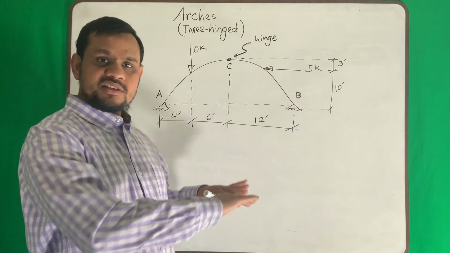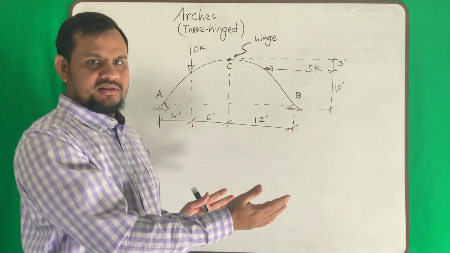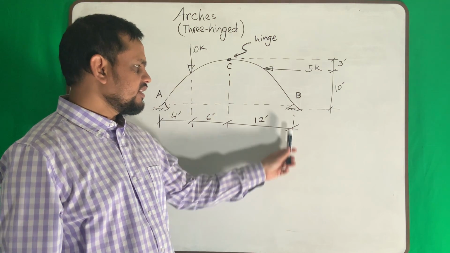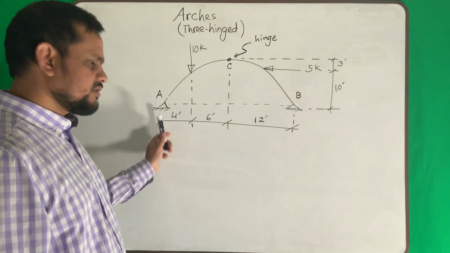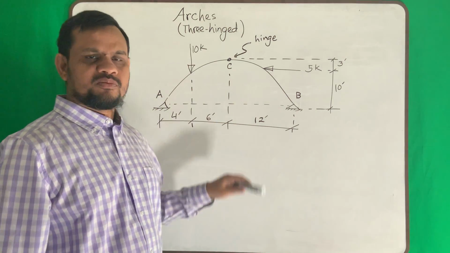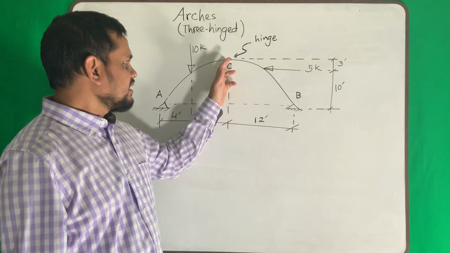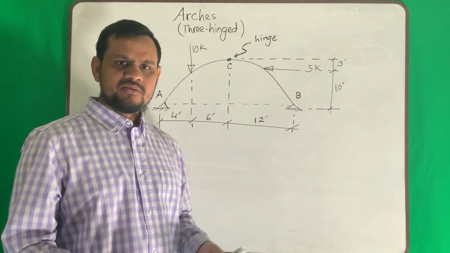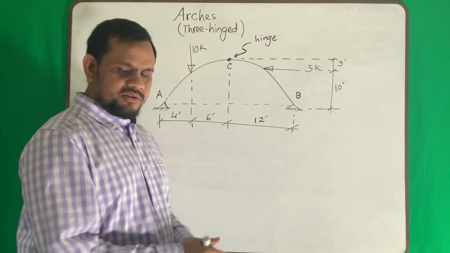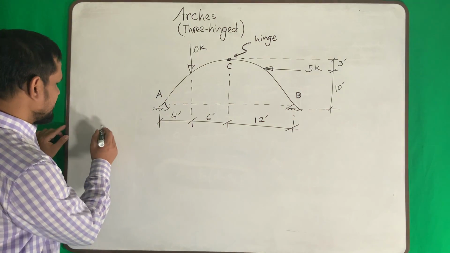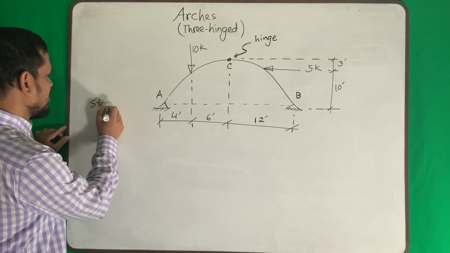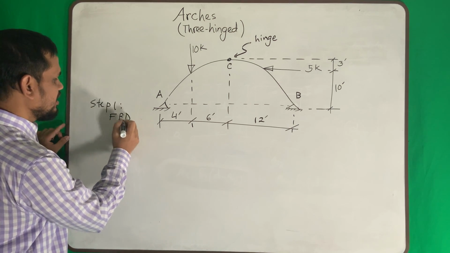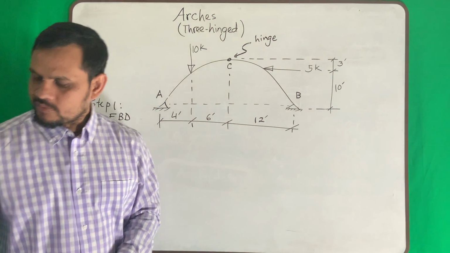Okay, again, first take the entire arch and try to find whatever you can. You can find this force and you can find this force. You cannot find this force from the entire arch. You have to cut here, then take this side or that side, whatever is easier for you. So okay, let us go. So what I will do is step number one. Step number one is the free body diagram.